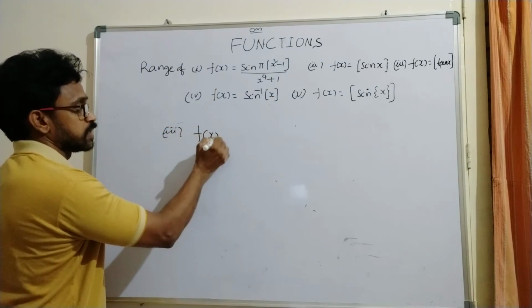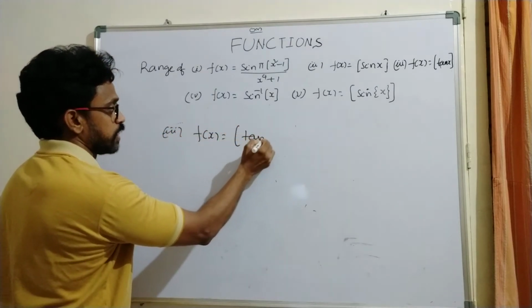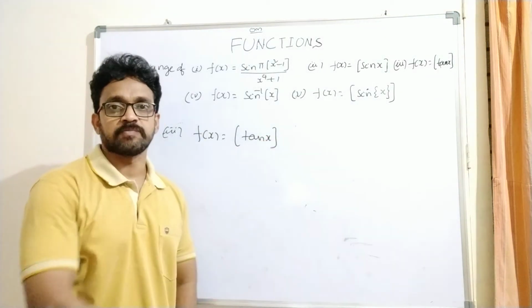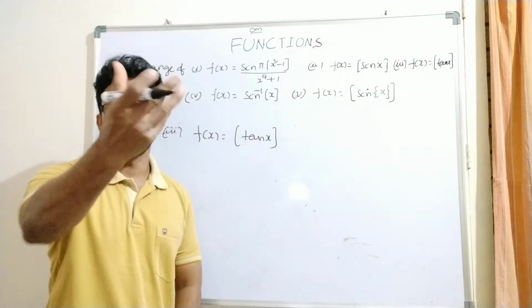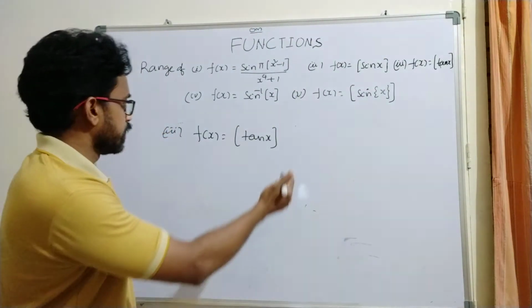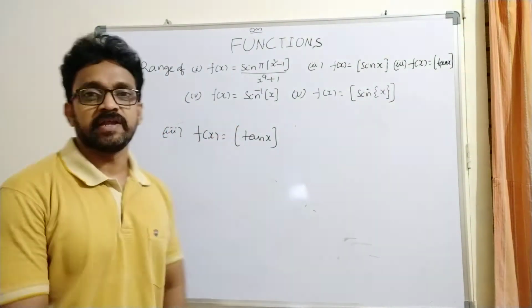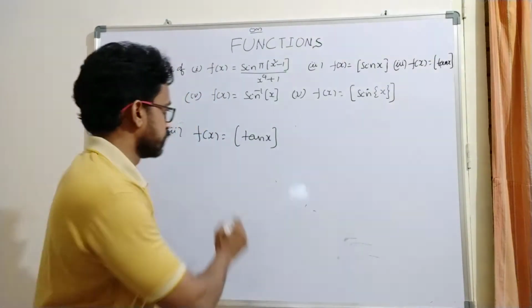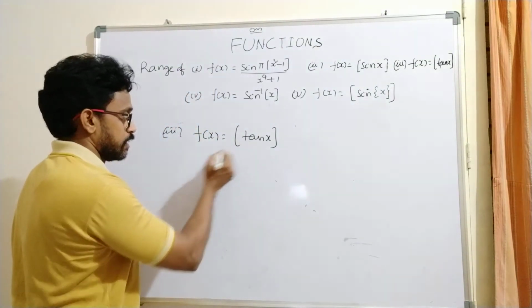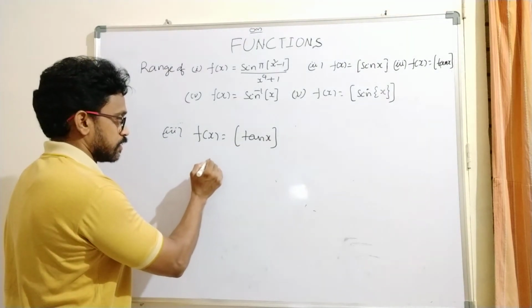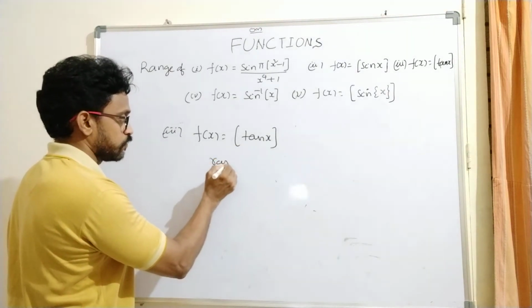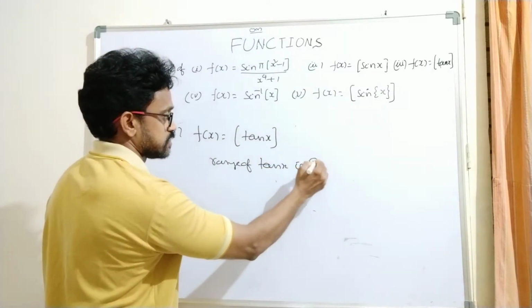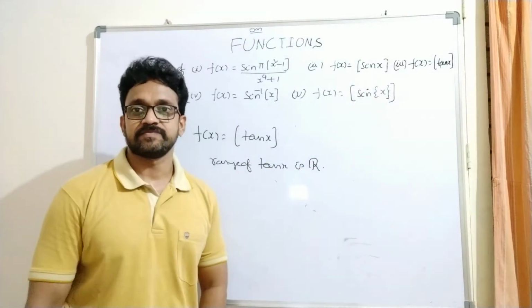f of x is equal to [tan x]. The image of x under f is [tan x]. Now what about the range of this function? Very clear, observe here. What about the range of tan x? Set of all real numbers. The range of tan x is the set of real numbers.